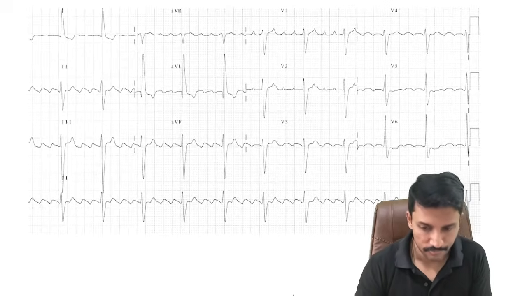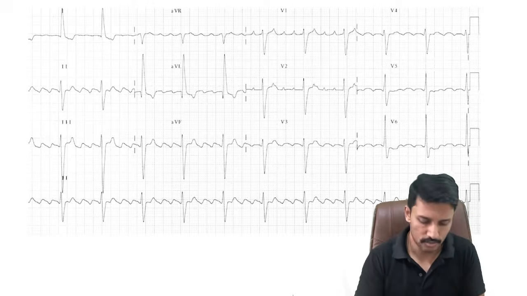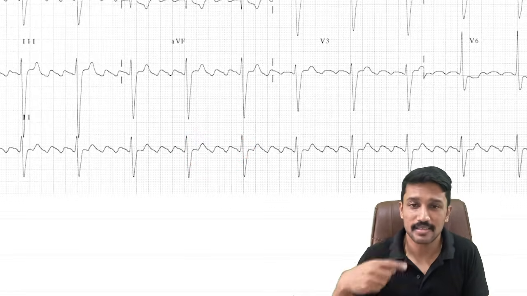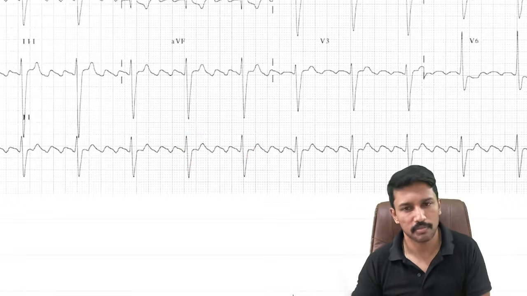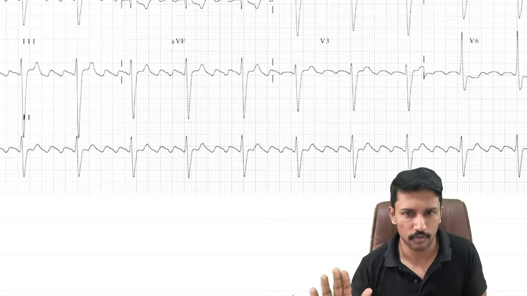Now look at this ECG. We will not skip any of the steps. We will follow the steps because I know you will see this sawtooth and jump to say that's atrial flutter. But jumping to a diagnosis in arrhythmia can sometimes take us to the wrong diagnosis. So we will not skip any of the steps.